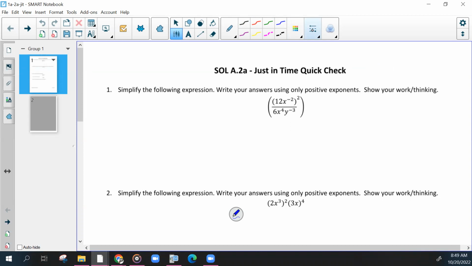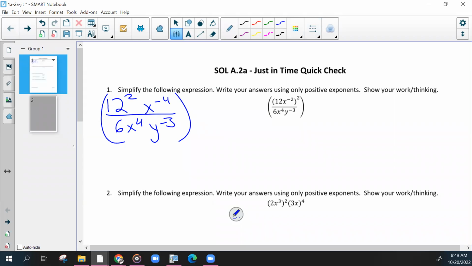Multiply your exponents together. So we have 12 squared, x to the negative 4, all over 6x to the 4th, y to the negative 3rd. Then you have a couple different choices from here. Figure out what 12 squared is, divide that by 6. Flip your negative exponents, start subtracting. That order doesn't really matter as long as they each get done.